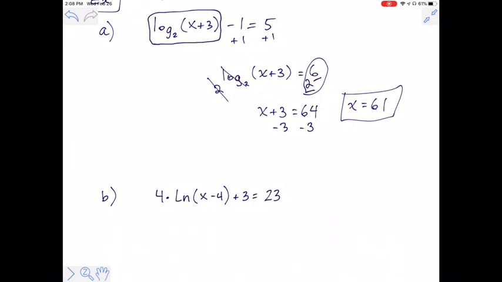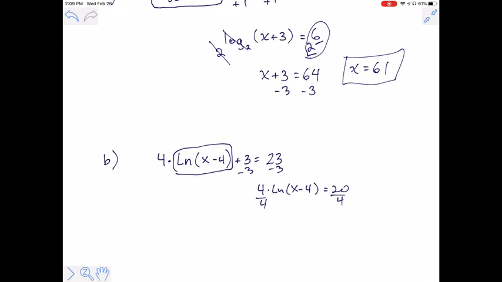Another example here. Step 1 is to isolate the logarithmic term. Sometimes before you can isolate it, you need to identify what exactly is the logarithmic term. In this case, it's the natural log of x minus 4. That's the logarithmic term. So to isolate it, we need to subtract 3. And then that 4 is just a coefficient in front of a logarithm, multiplying it. So we're going to divide by it to get rid of it. So that leaves natural log of x minus 4 is equal to 5.